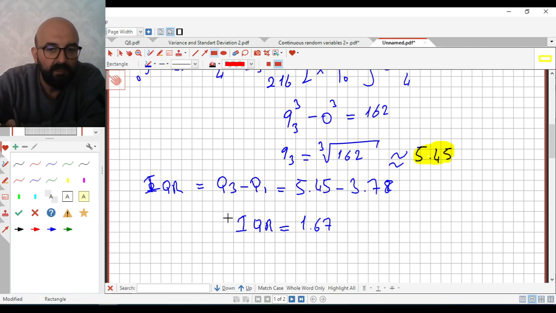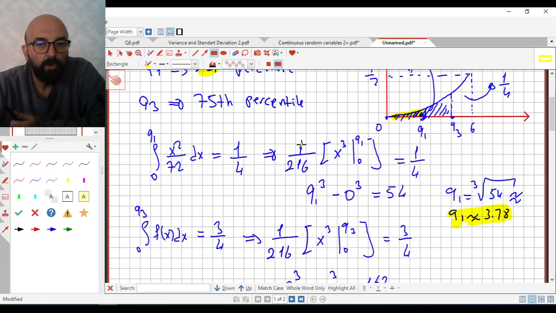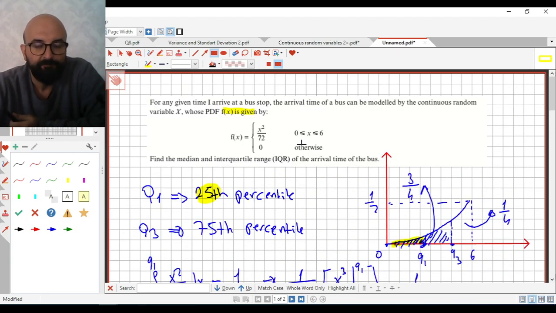Okay. Now in this lesson we learned the median for a PDF and some percentiles, and in the next lesson we will go on from here.